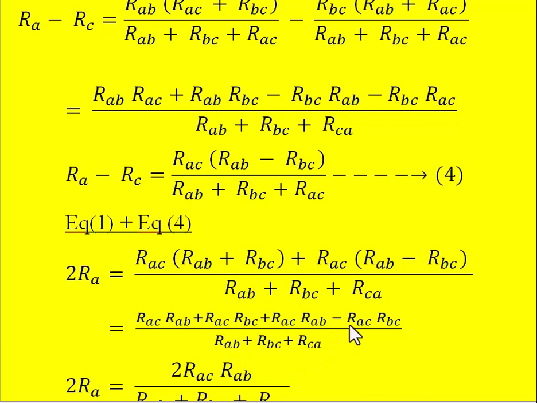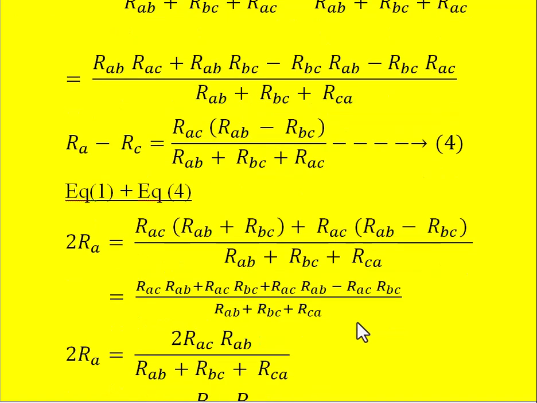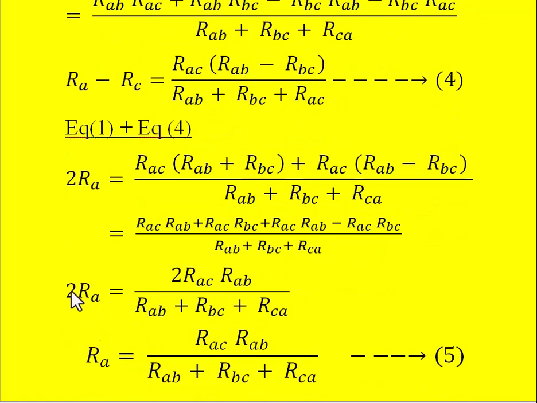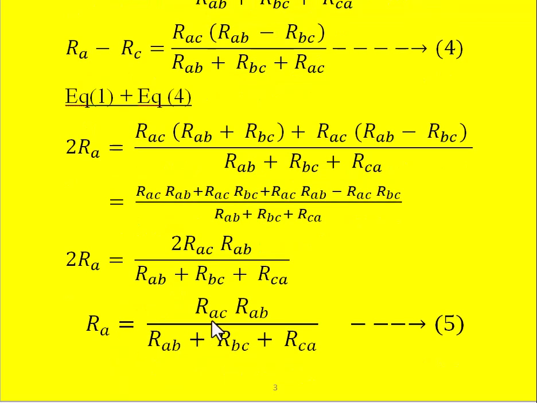After further simplification, we get the term like this. This RAC RBC is negative. Similarly, there is a positive term here. This and this are going to get cancelled. Then we get 2 RAC RAB divided by RAB plus RBC plus RCA. So transferring this, this 2 and this 2 are going to get cancelled. So then RA will become RAC RAB divided by RAB plus RBC plus RCA. Say this is equation 5.